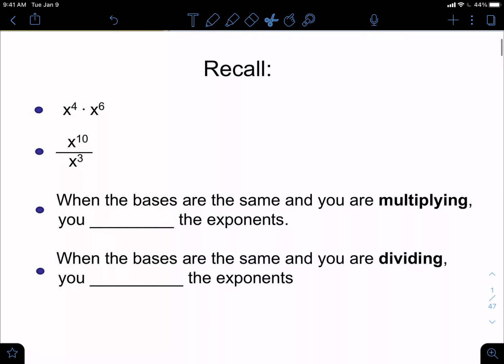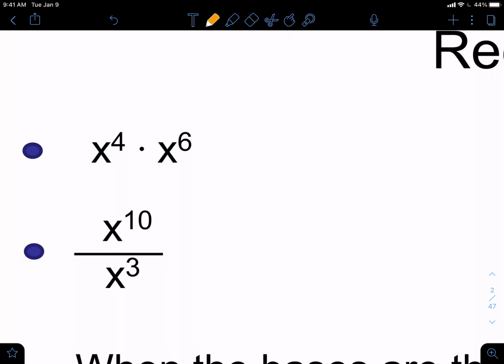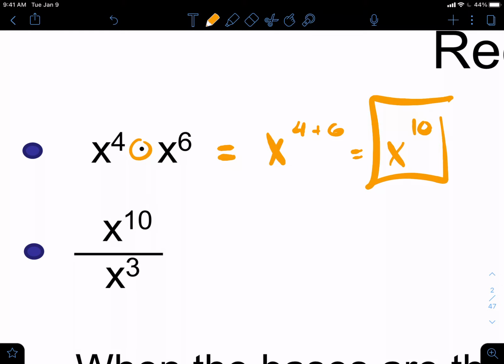So before we get going, let's just recall a couple of facts. When I have two expressions that both have exponents and they have the same base, we're able to combine those together by adding the exponents, right? Now, this is true even though this is a multiplying problem. So x to the fourth times x to the sixth, we actually add the exponents and we end up with x to the 10th. Okay, that's something that's important. When we multiply, we really add.